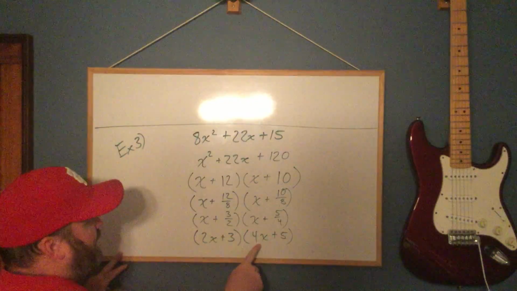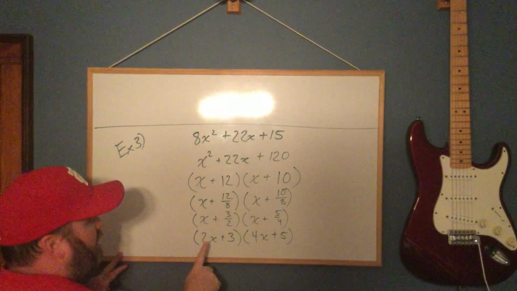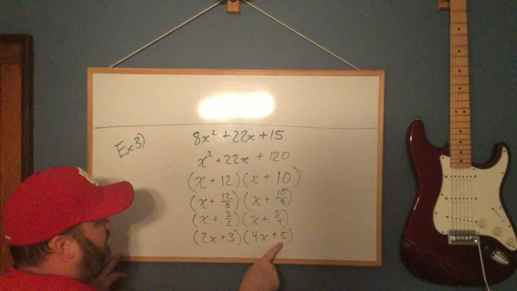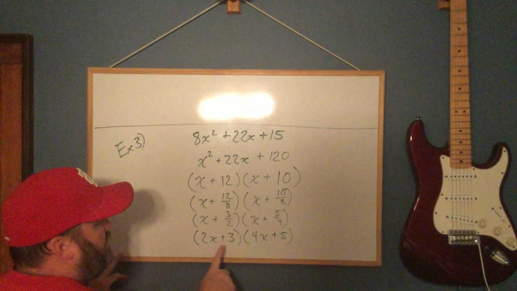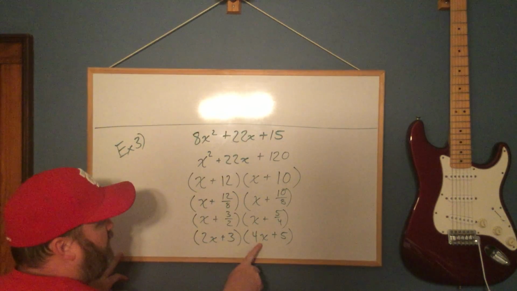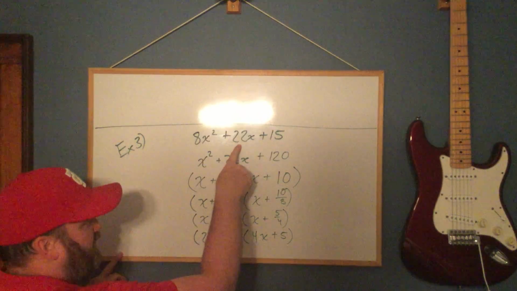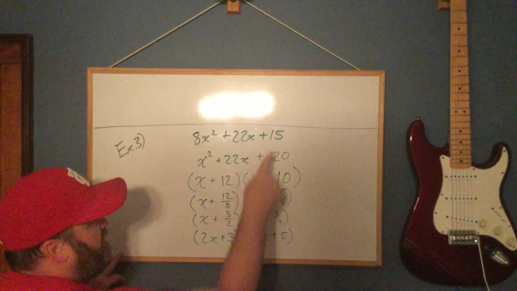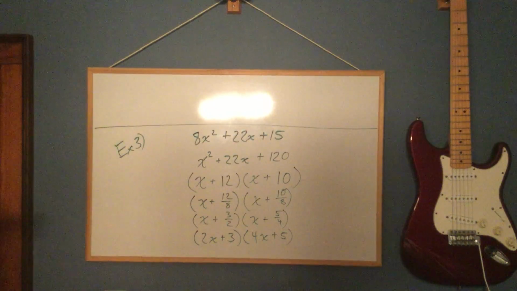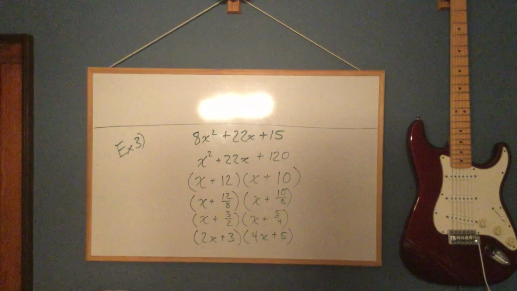2x times 4x is 8x squared. 2x times 5 is 10x. 3 times 4x is 12x. 10x and 12x make 22x. 3 times 5 is 15. It worked. Okay, that method is called the slip and slide method.